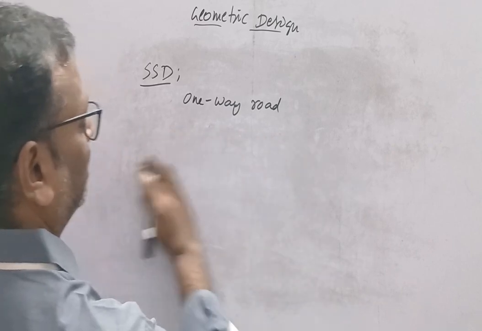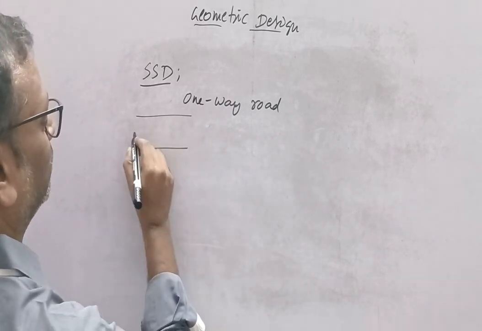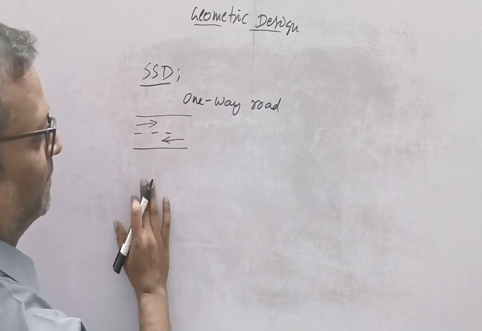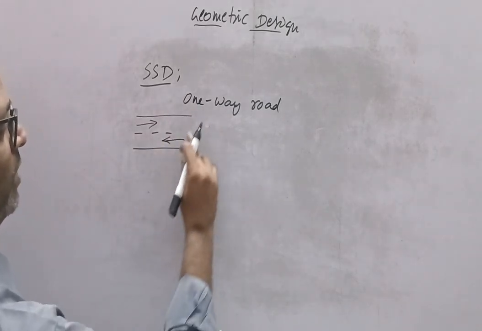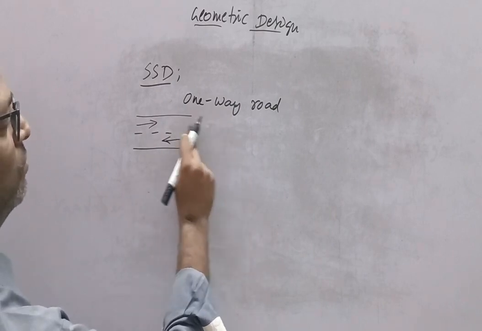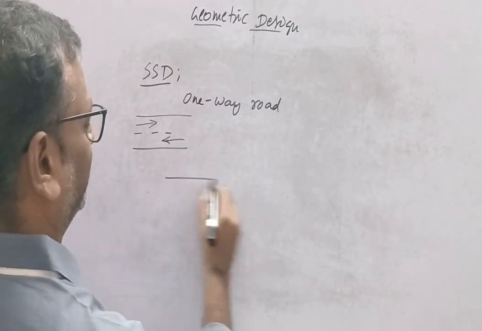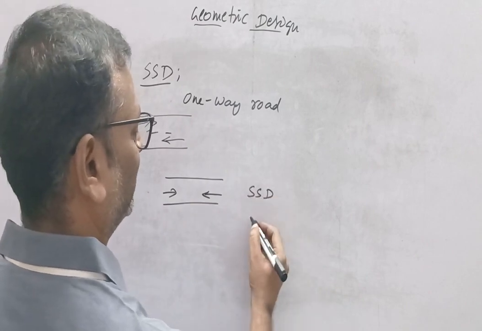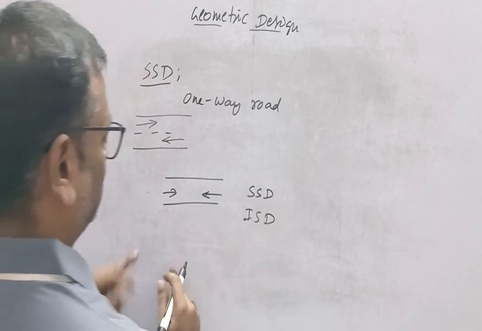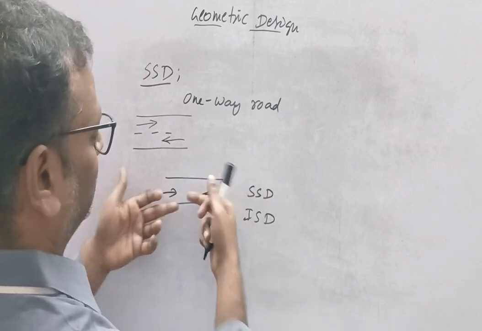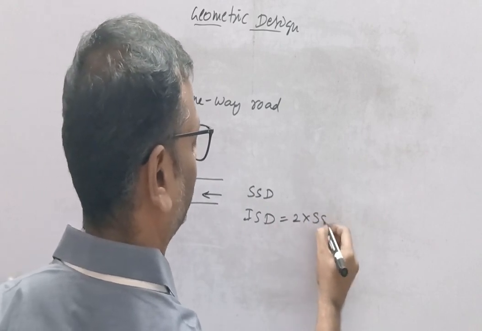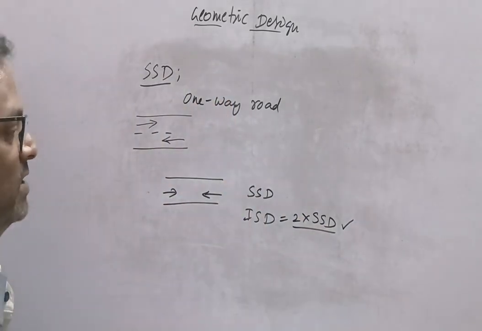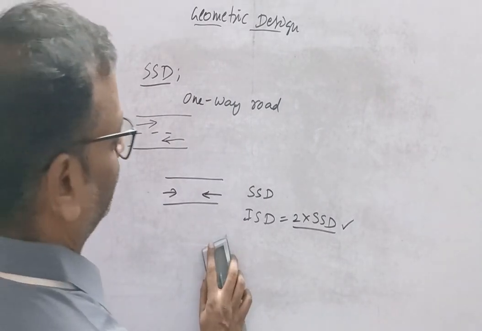If opposite traffic is allowed, suppose there is a 2-lane road, which means we have 2 directions. Sometimes they may ask, one road is closed and 2-way traffic is allowed on a single lane, which means stopping sight distance becomes intermediate sight distance, that is stopping sight distance for both the vehicles, that is 2 times stopping sight distance. Remember this is a repeated question in the GATE exam. Clear?